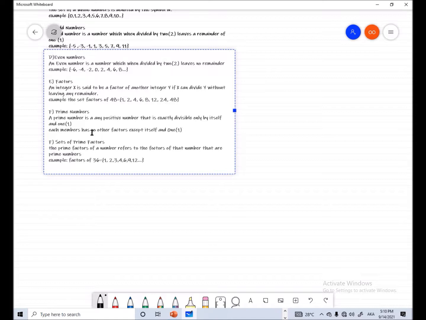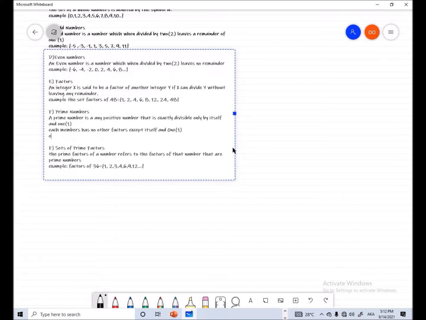When we talk of prime numbers, a number like 2 can only be divided by itself. When we talk of 3, it has no other factors. 3 is 3. You can only divide it by itself and get 1. So let's take examples, and then we come to our work, our set of prime factors, the work that we wanted to do.